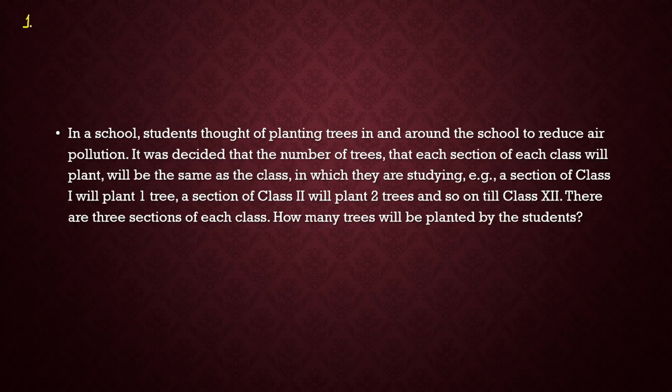So a section of class 1 will plant 1 tree. But there are totally 3 sections. So I can say from class 1 as a whole, there are 3 sections and each of them will plant one, which means totally they are going to plant 3 plants. Next is from class 2. They are going to plant 2 each, but 3 sections, 2 twos, it becomes equal to 6. Now from the third class, 3 sections, 3 each, 3, 3, 3, so it becomes equal to 9.